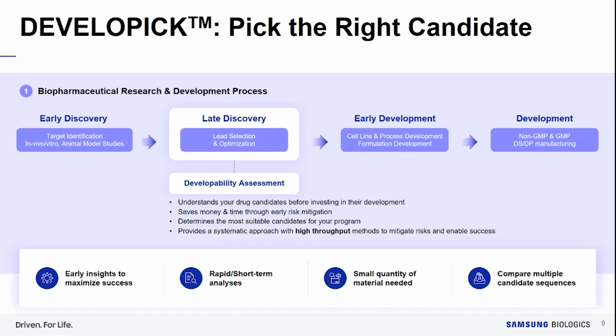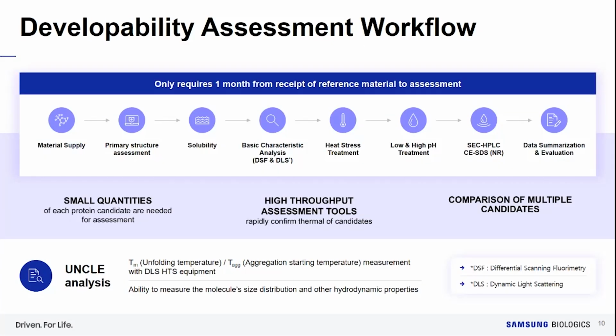That is a good point. Usually at the late discovery stage, material amount can be limited for multiple candidates. Therefore, having a developability platform that is high throughput and uses a small amount of material is key to facilitating its implementation. So what is the developability workflow?